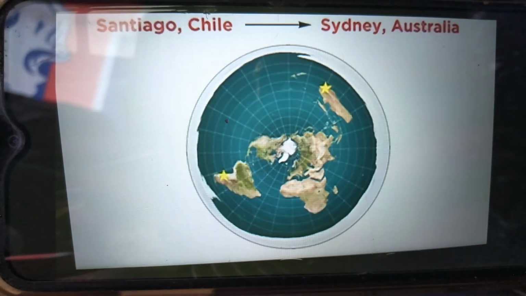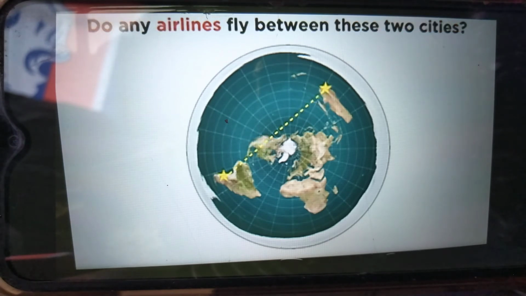Let's say we wanted to fly between Santiago and Sydney. If the Earth was flat, which way would we go? Well, the straight line path would go up across all of South America, all of North America, over Alaska, and then continuing all the way until we get to Sydney. So, do any airlines actually fly between these cities?